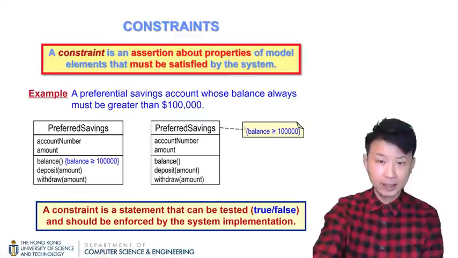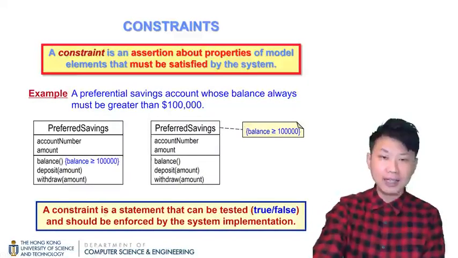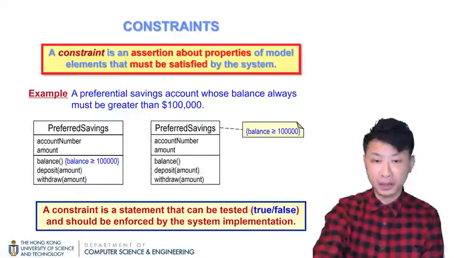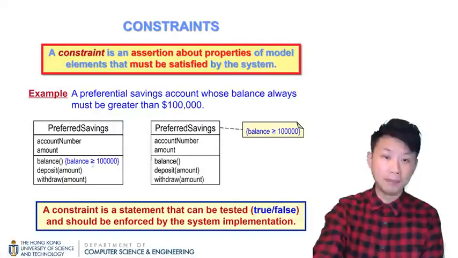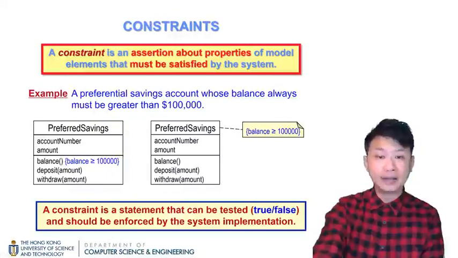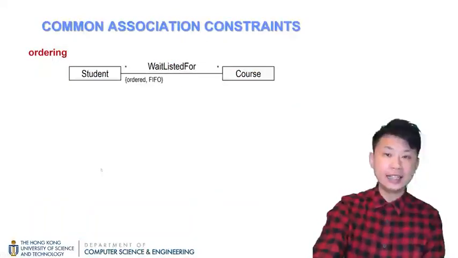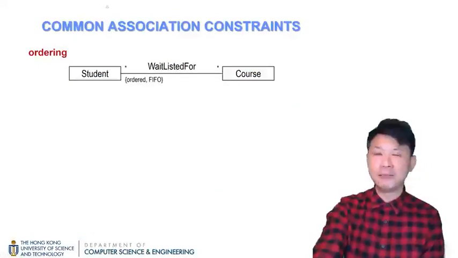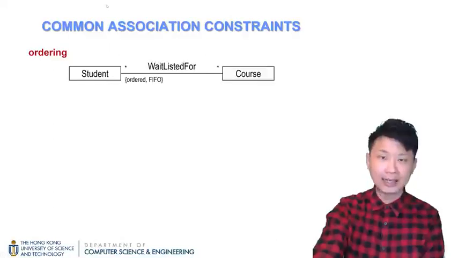A constraint is actually a statement that can be tested to be either true or false. So in this example, balance is going to be either bigger than or equals to 800,000 or not bigger than or equals to 800,000. And it should be enforced by the system implementation. Once we apply this constraint in our implementation, somehow we have to enforce this constraint. And then there are some additional constraints that we can provide in a class diagram.